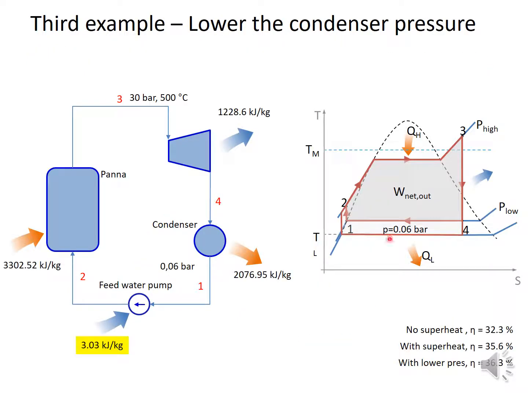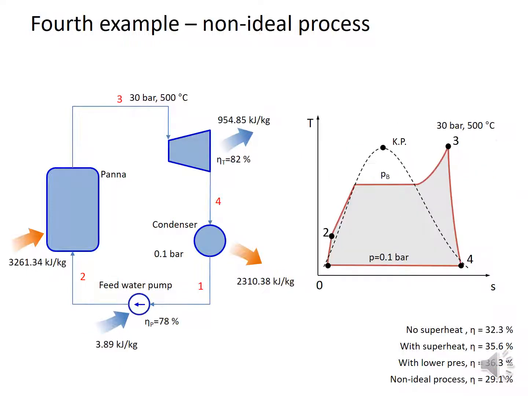When we decrease the pressure to 0.06 bar, you see here that with the superheat we have 35.6%. If we lower the pressure, we get to 36.3%. And if we take the same type of turbine with 0.1 bar, but now we add pump efficiency and turbine efficiency, we again get a very low value. So we can see that these irreversibilities influence the performance of this type of cycle quite a lot.